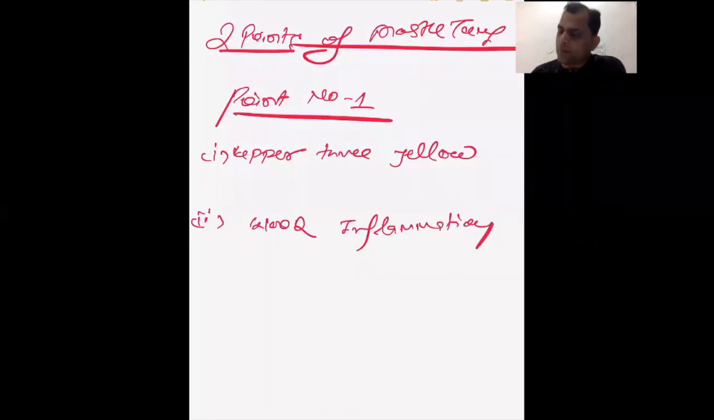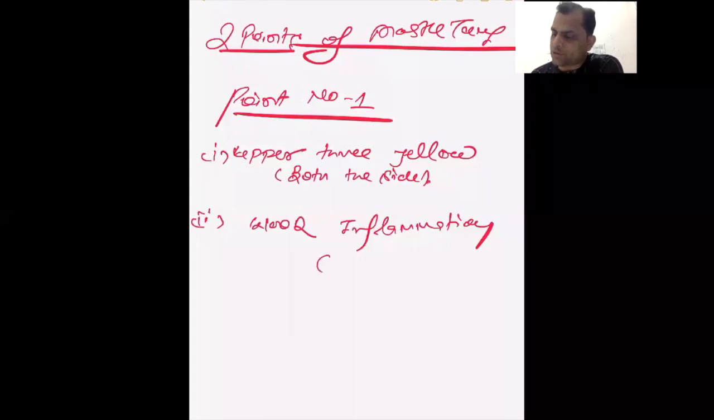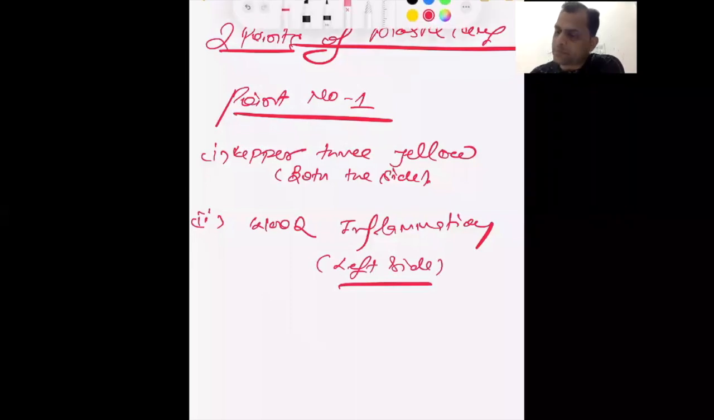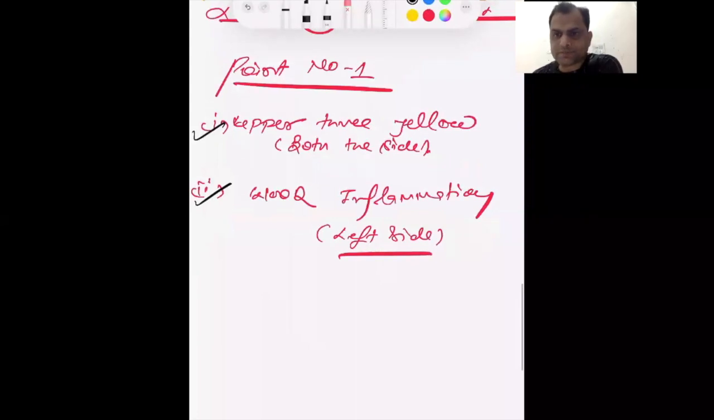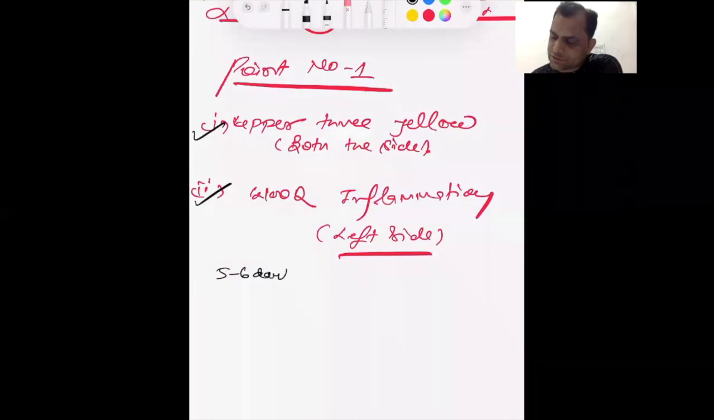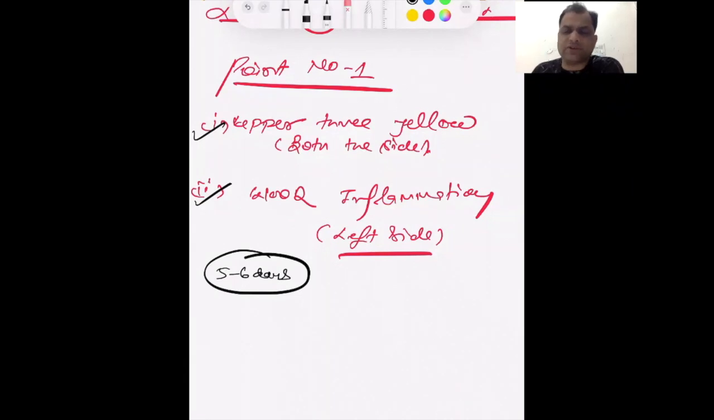I used the upper three yellows on both sides, and I used wood inflammation only on the left side. This is my personal experience. Just by using these 2 points, within 5 to 6 days, I was giving the same points daily because I felt this was a very complicated patient. I could not do more experiments. So I just put the same points every day.